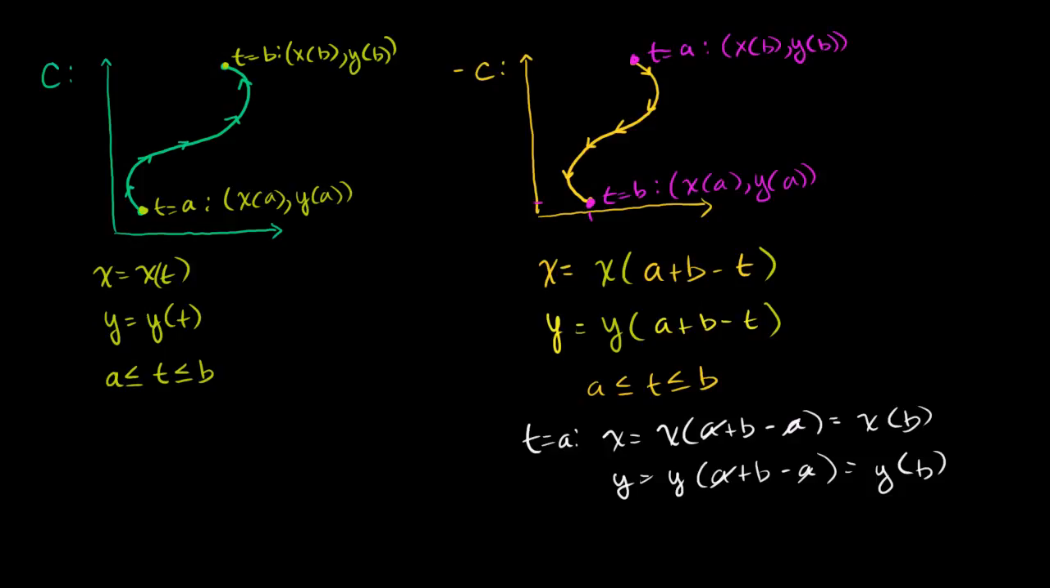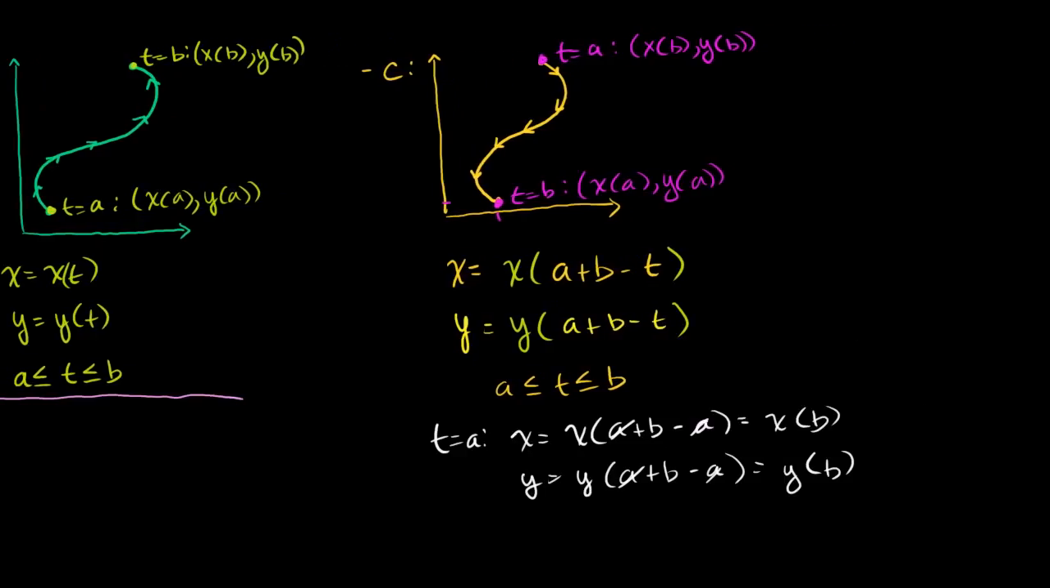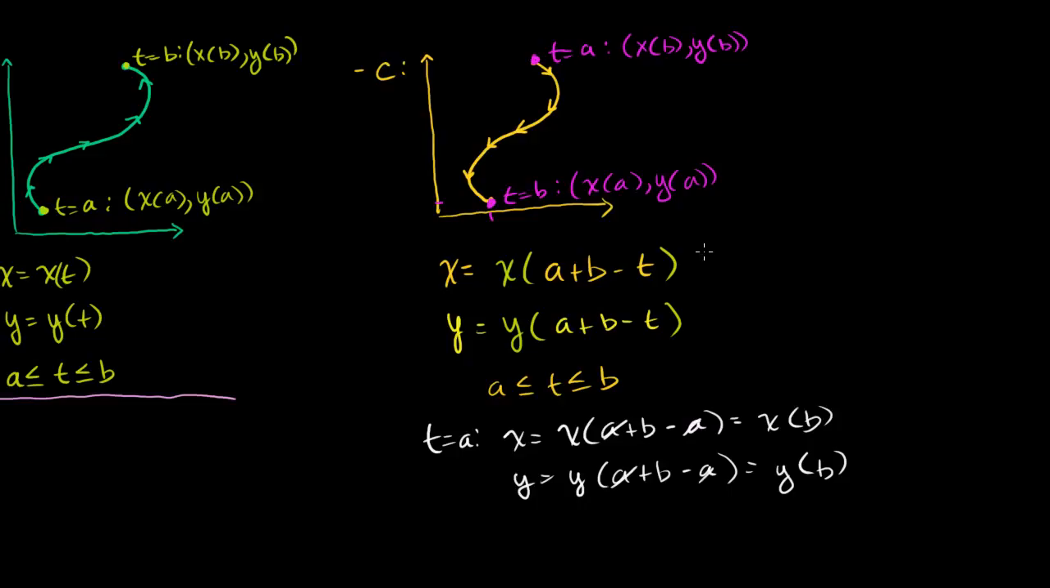And then we can do the exact same thing when t is equal to b. I'll do it over here because I don't want to lose this. Let me just draw a line here. I'm just still dealing with this parametrization over here. Actually, let me scroll over to the right just so that I don't get confused. So when t is equal to b, what does x equal? X is equal to x of a plus b minus b, right? So that's equal to x of a. And then when t is equal to b, y is equal to y of a plus b minus b. And of course, that's going to be equal to y of a.